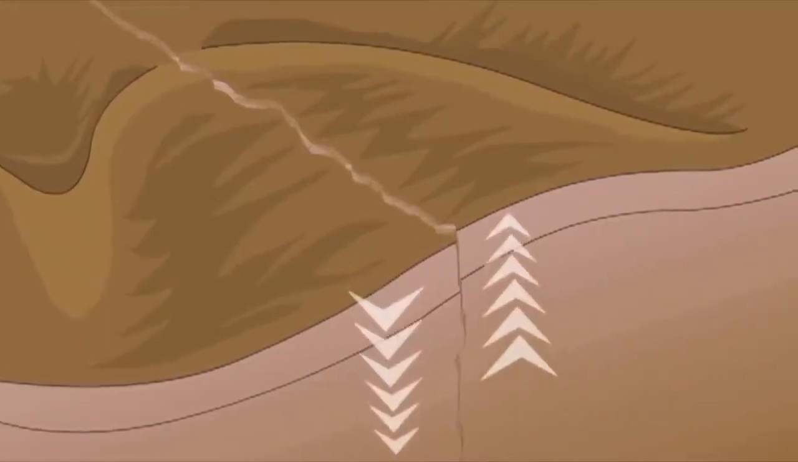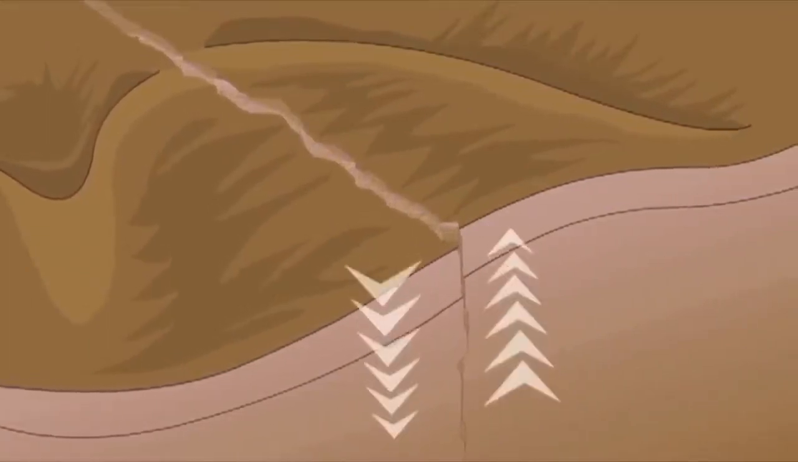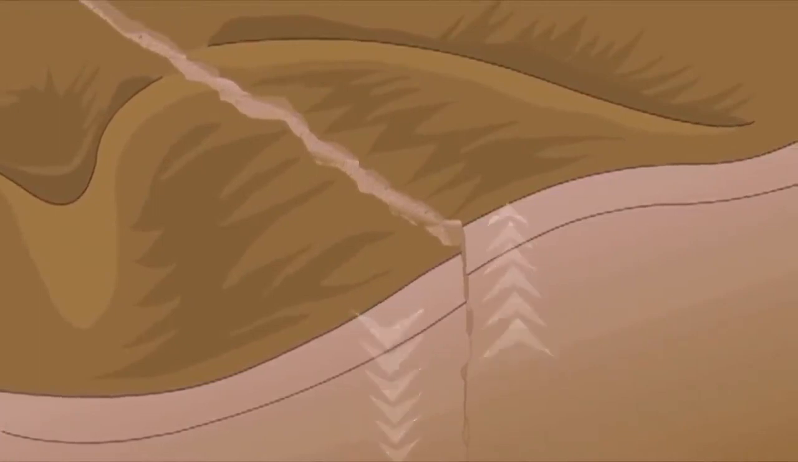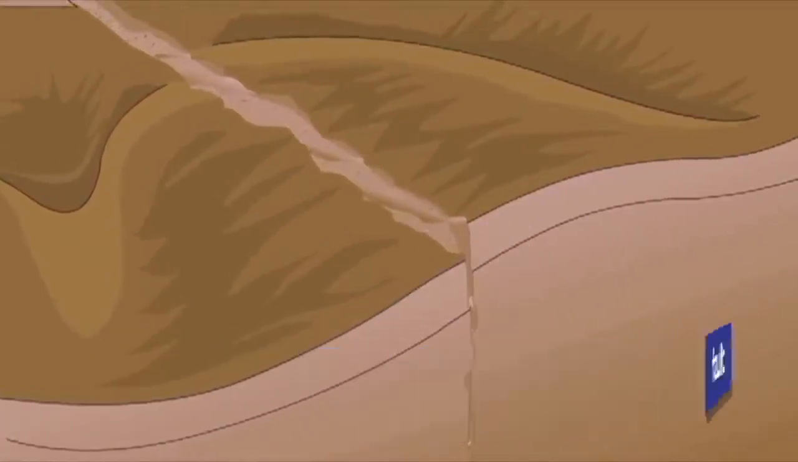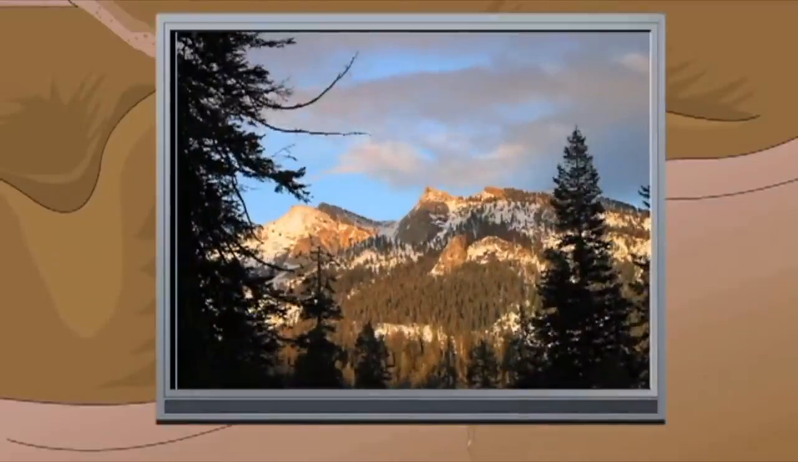Now, sometimes when the Earth's plates collide with each other, one plate gives way because the crust is weak. The place where the crust is weak is called a fault. That's how fault mountains are formed. The Sierra Nevada mountains are an example of fault mountains.